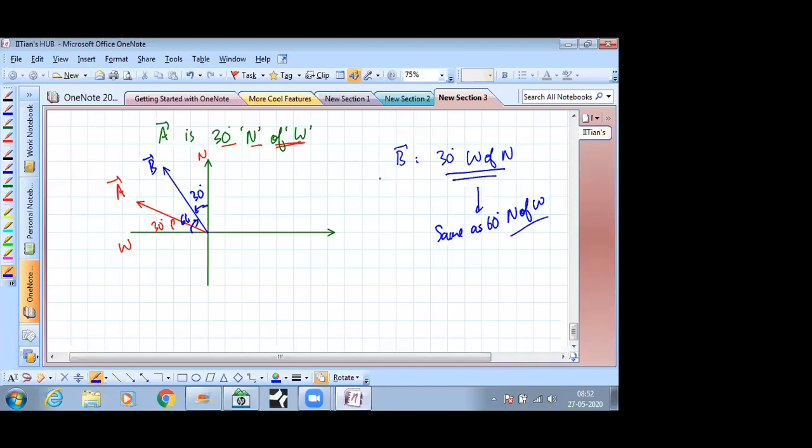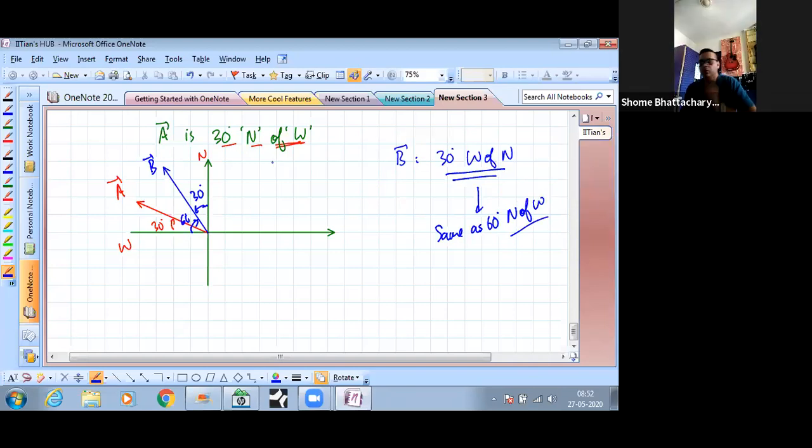Okay, so Rimjam, hope you understood this particular thing: the difference between 30 degrees north of west and 30 degrees west of north. Why are they not the same? This is the reason. 30 degrees west of north can also be expressed as 60 degrees north of west, but it's not the same thing as 30 north of west. Okay, good. So this is about the first type of operation we saw, which is multiplication of a vector by a scalar.